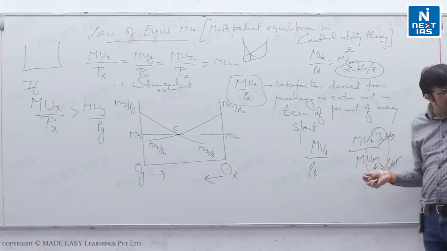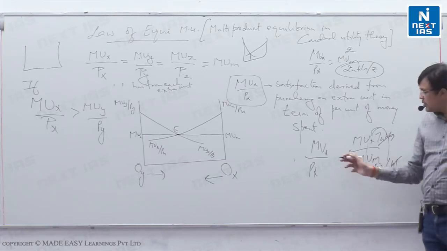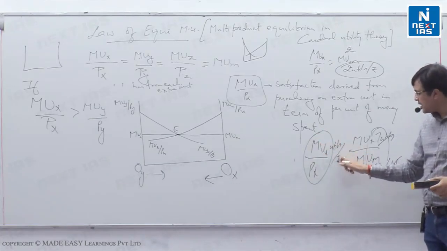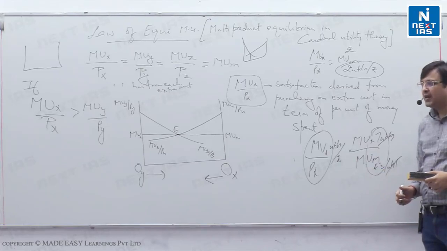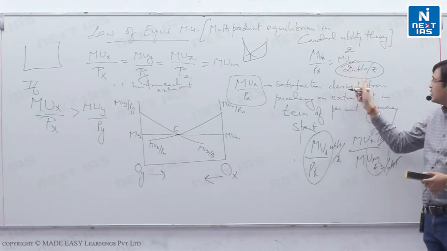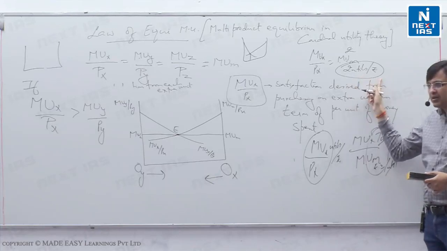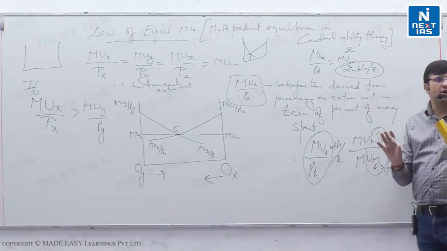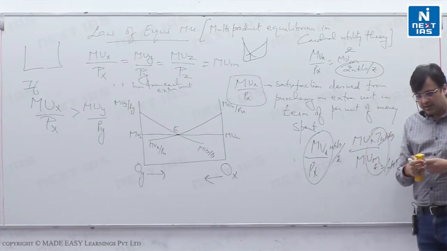MUX by PX is utility derived per rupee that we have spent. And that is why we are comparing it to MUM. How much utility you get from each unit of rupee that you have. Alright, and then the comparison. I hope this part is clear to all of us. Alright, you continue in that.